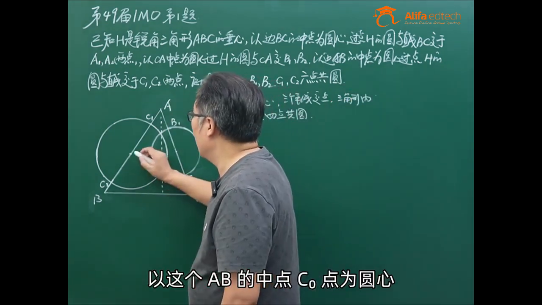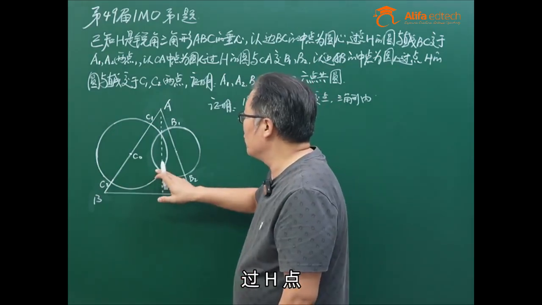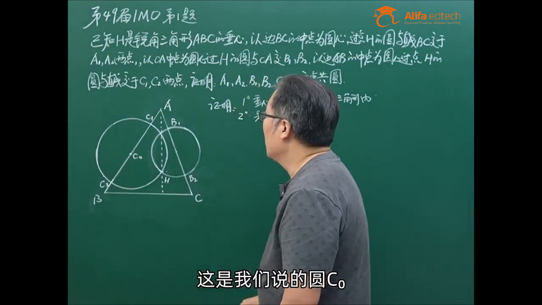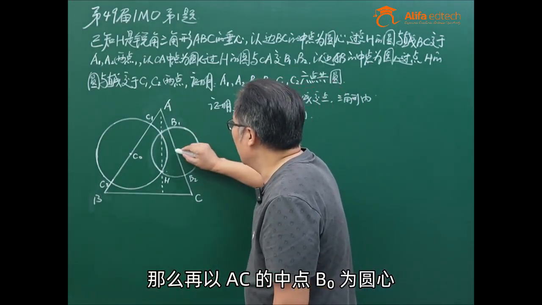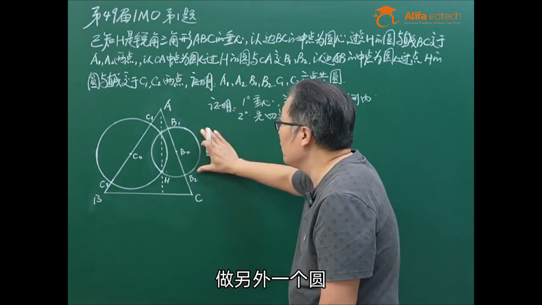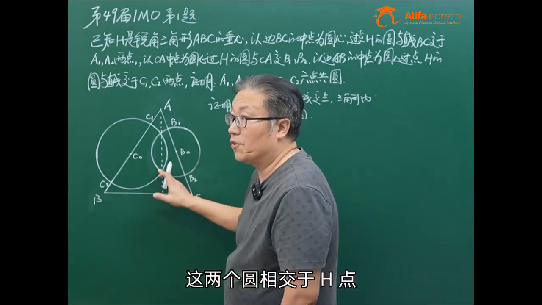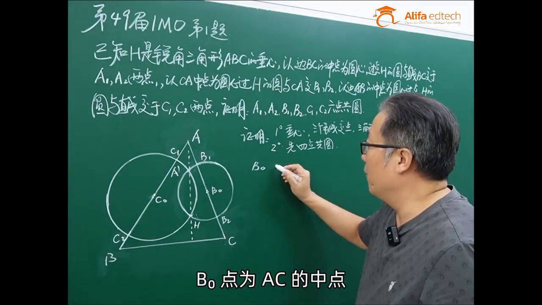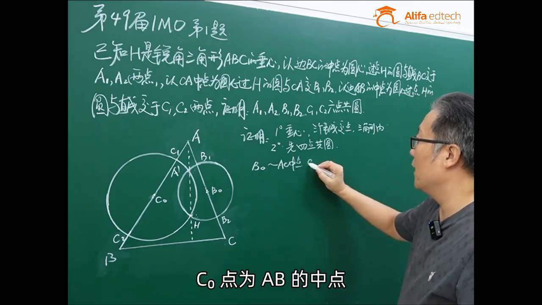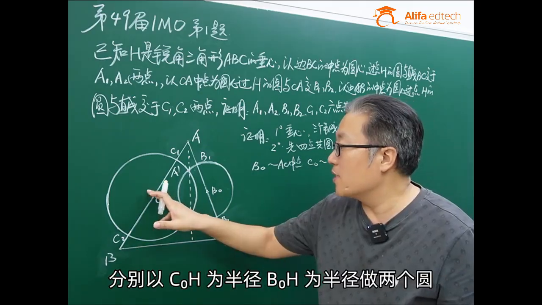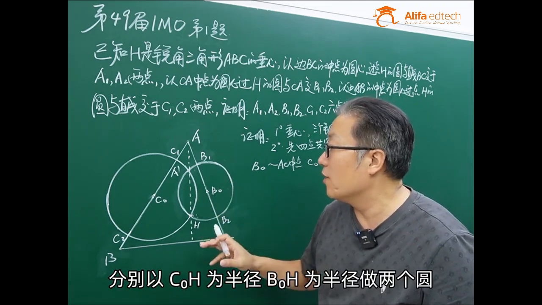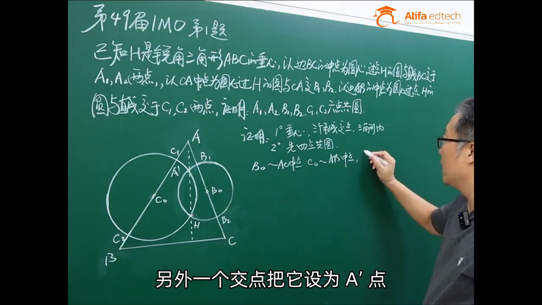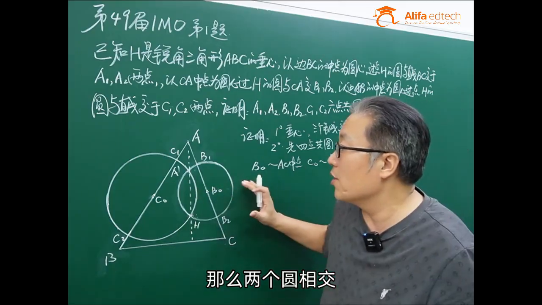First of all, take the midpoint C0 of AB as the center of a circle passing through H, with C0H as the radius, which we call circle C0, and then take the midpoint B0 of AC. Create another circle with center B0 and radius B0H, so that it intersects the original circle at H and another point, labeled A', the foot of the altitude from A. C0 is the midpoint of AB and B0 is the midpoint of AC. This intersection also lies on the line passing through the centers of the circles.